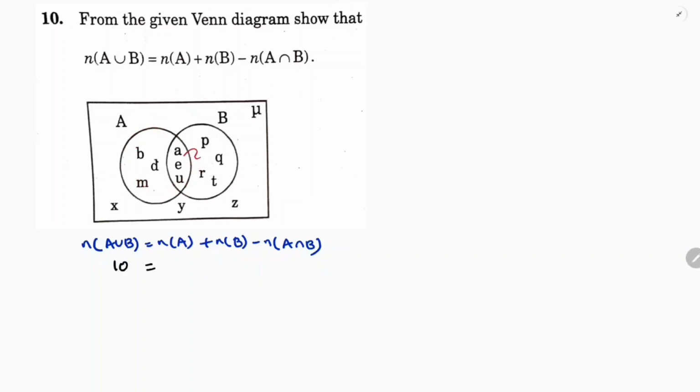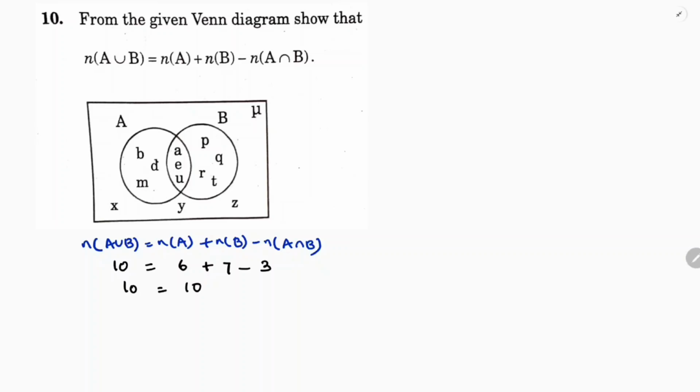In A, you need to see only A: 1, 2, 3, 4, 5, 6. Here you have 6 elements. Plus in B, again 1, 2, 3, 4, 5, 6, 7. In B you have 7. Minus the common elements in both sets, the common elements A, E, U. So there are 3 elements. So 10 equals 6 plus 7, 13, 13 minus 3, 10.